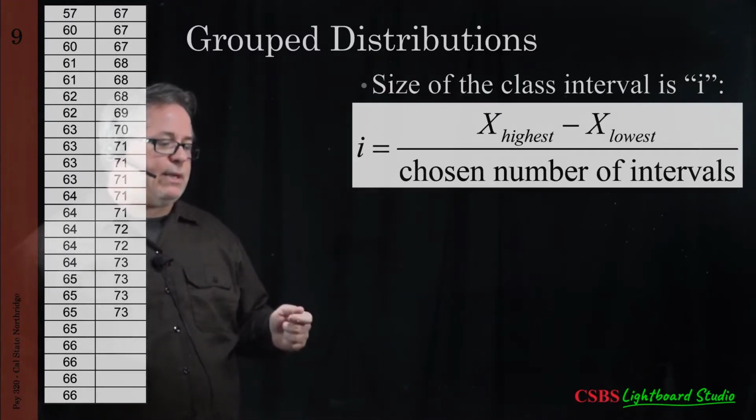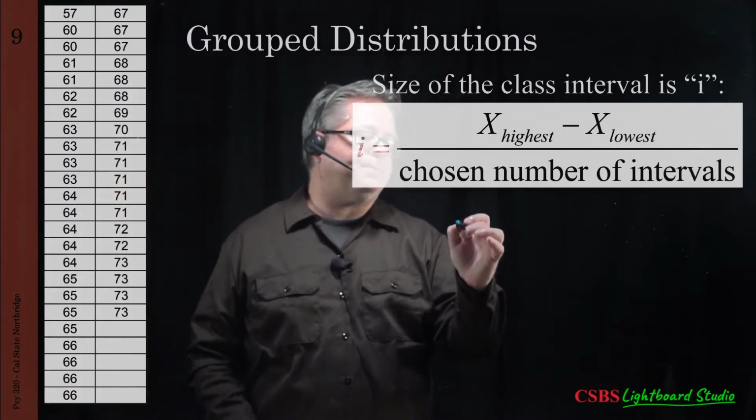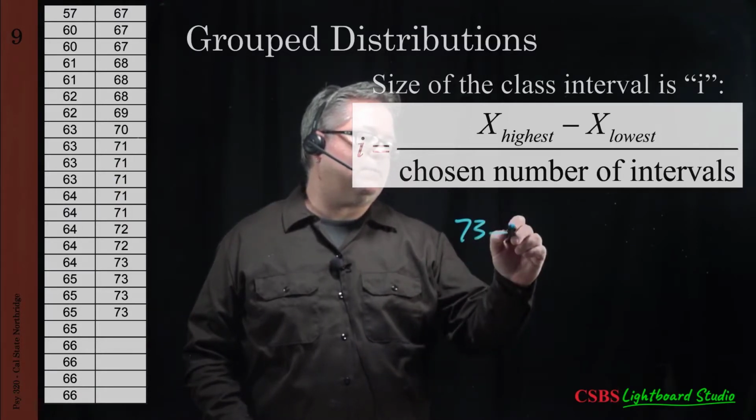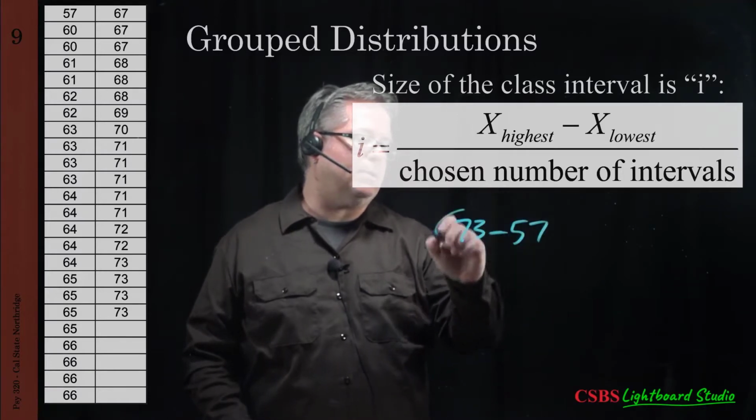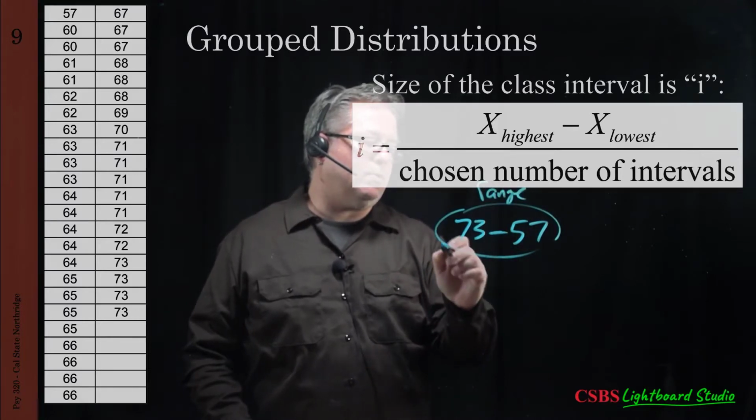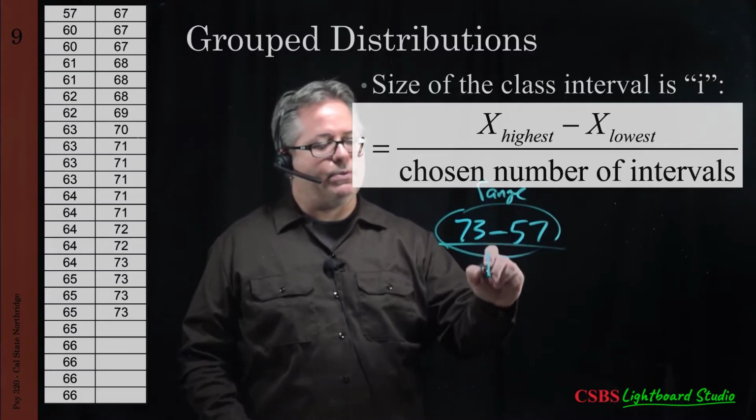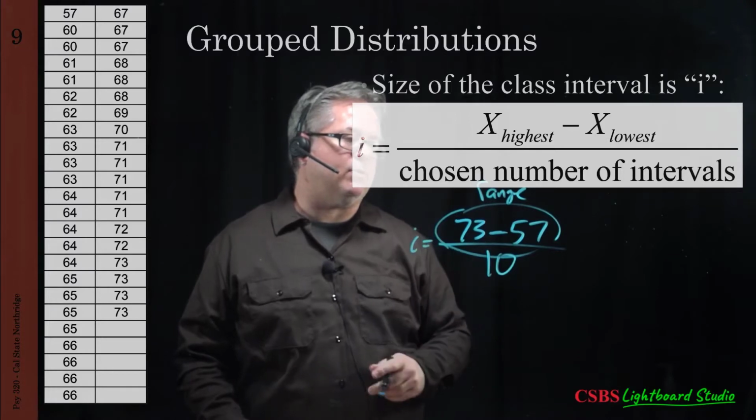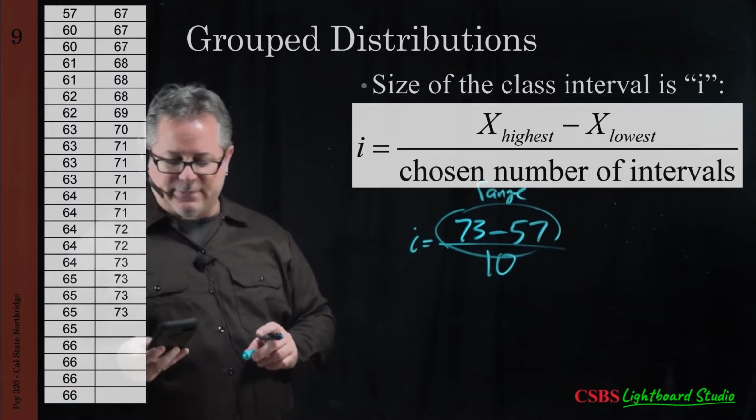If we choose 10 as our number, take the highest value, 73. Subtract the lowest number, which is 57. This component here, by the way, is the range, which we'll come back to in a second. Take the range of the data and divide it by the number of intervals we want. In this case, we're going to use 10. I'm going to divide it by 10 intervals, and that'll give us the size of the interval that we want. So let's do that quick. 73 minus 57.